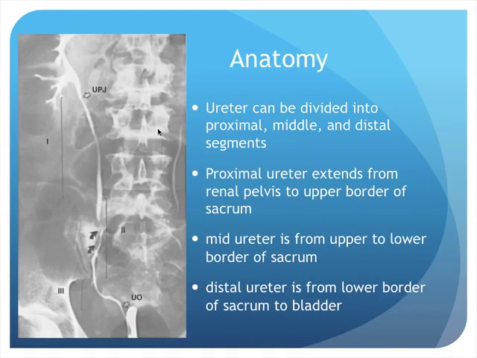So just a little bit of anatomy. The ureter can be divided into proximal, middle, and distal segments. The proximal ureter extends from the renal pelvis to the upper border of the sacrum. The mid-ureter is from the upper to lower borders of the sacrum. And the distal ureter is from the lower border of the sacrum to the bladder.